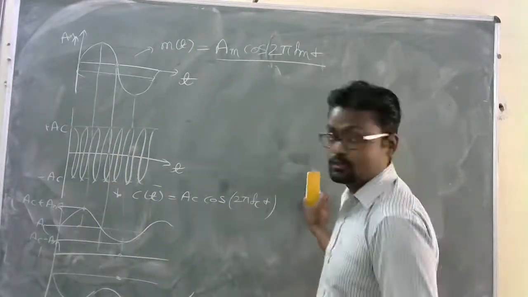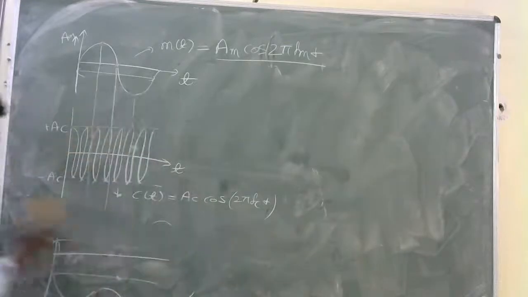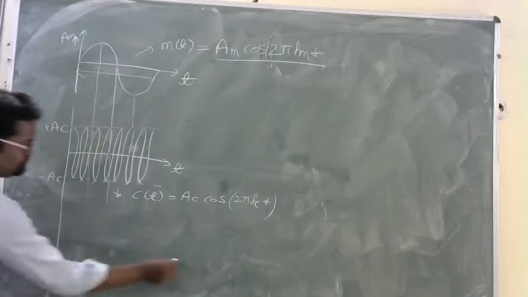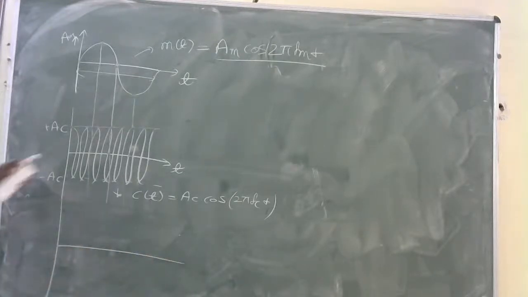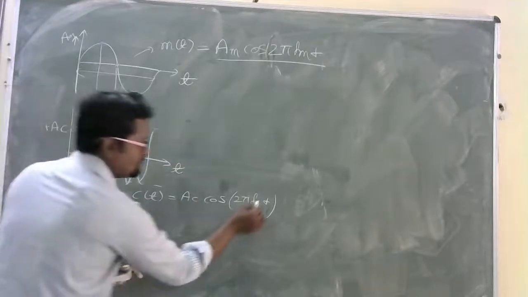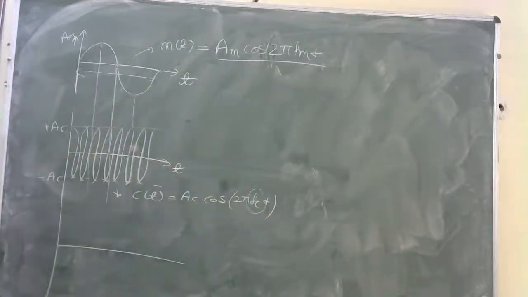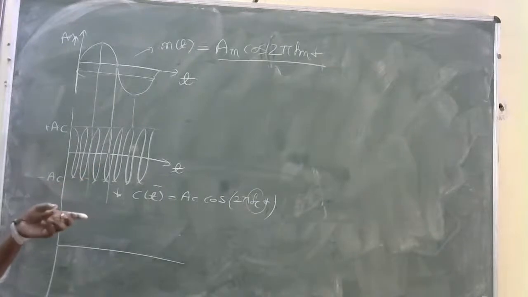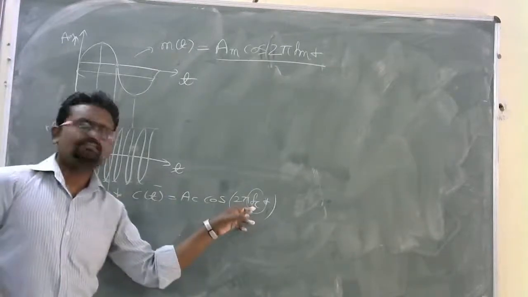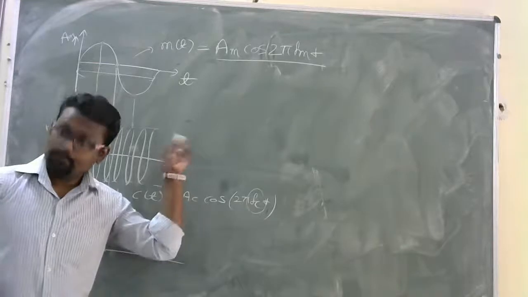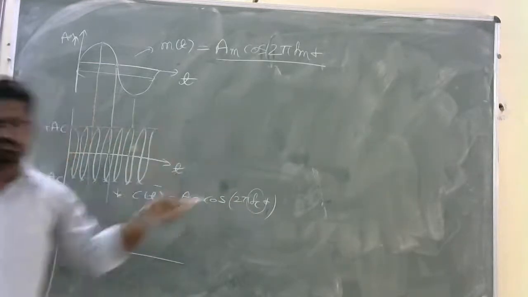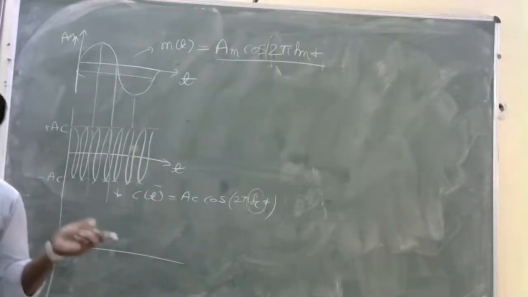But in the case of frequency modulation, we know that this carrier signal consists of a constant frequency fc. But in frequency modulation, we know which parameter of the carrier varies? The frequency of the carrier signal varies. It means that this fc will vary according to the message signal. Is it clear? This frequency will vary according to the message signal. So when this frequency varies, definitely we will get a new frequency.